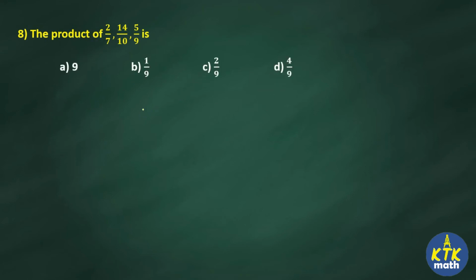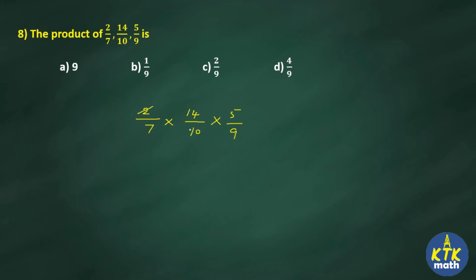Question number 8. The product of 2 by 7, 14 by 10, 5 by 9. So three different fractions are given like that. Product means what symbol? Multiply symbol. Okay, so this question is also based upon multiplication only. As usual you are going to cancel the numbers. Okay, you can cancel in any way.